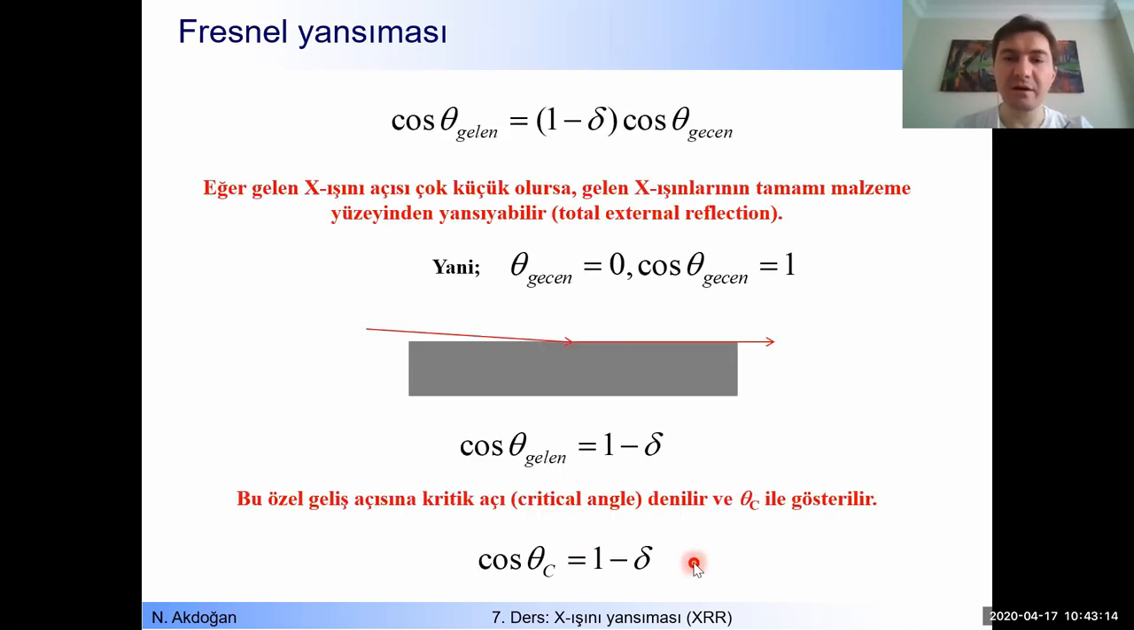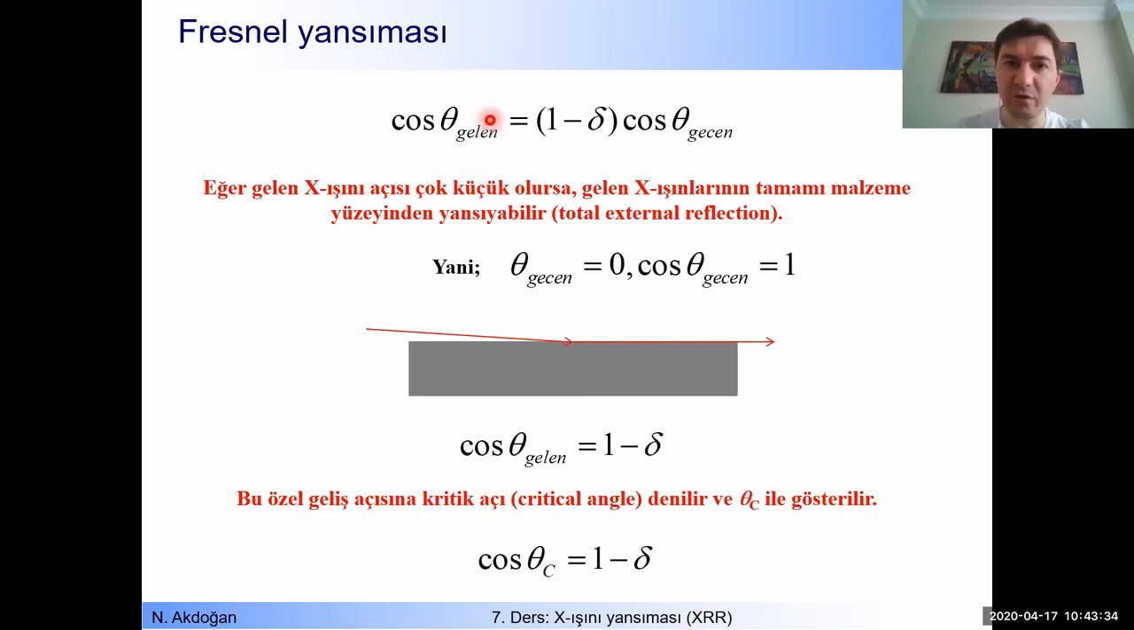So let's consider that the incident angle is very, very small. Then no X-ray can enter into the material. All of them are reflected from the surface of the sample.